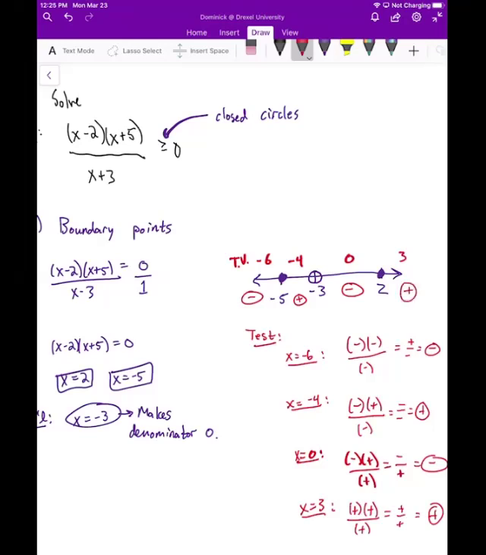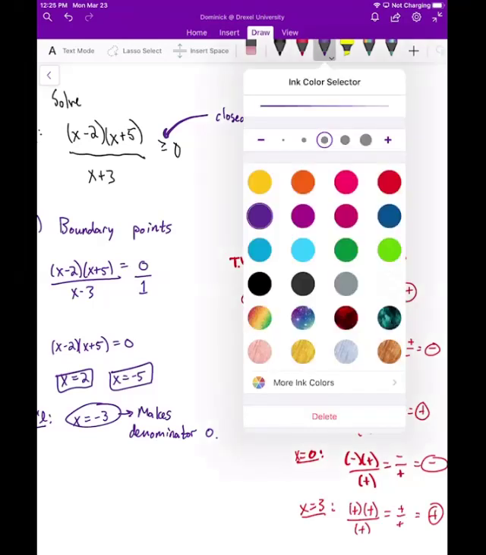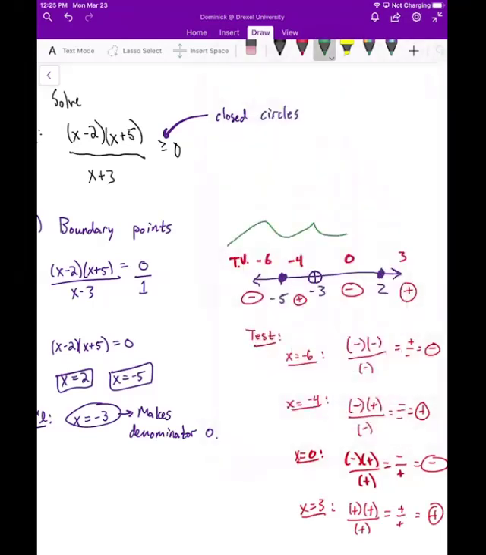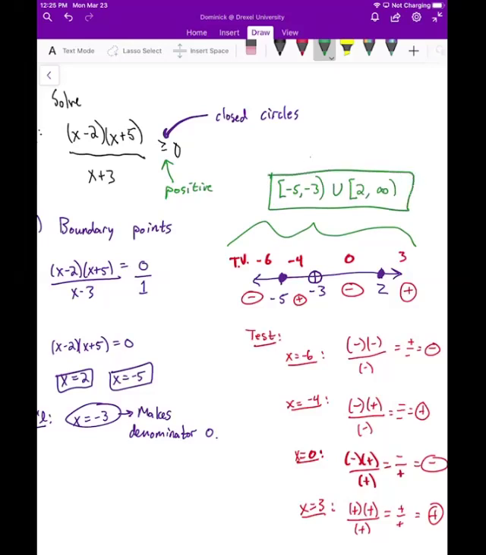Okay, so we have everything marked off, so we can now say what our solution is. Our solution is where this thing is positive, right? If we look at this inequality sign, we want it to be positive. So it looks like we want -5, and of course include it because we have a closed circle, to -3, but don't include that because we have an open circle, sorry. And then of course we will union that with 2, which we are including all the way out to infinity. So there's our solution for that one.